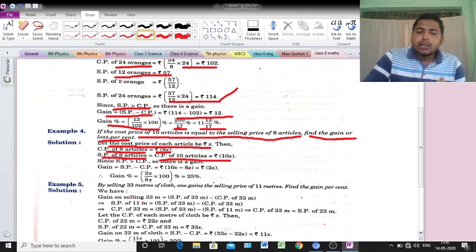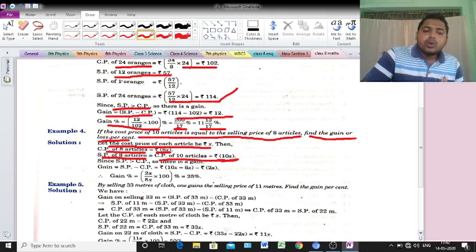Clear? Equal. Already given in the question. So that's why we are getting SP of 8 articles equal to rupees 10x. Clear or not? SP of 8 articles equals rupees 10x and CP of 10 articles equals rupees 10x. Clear? So now we are getting SP greater than CP.